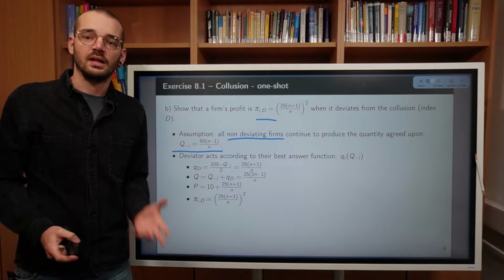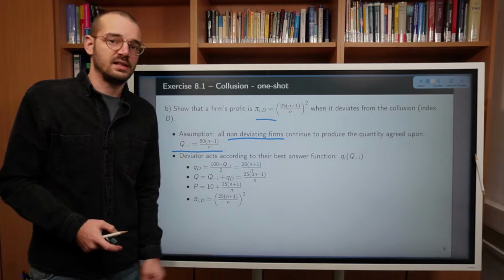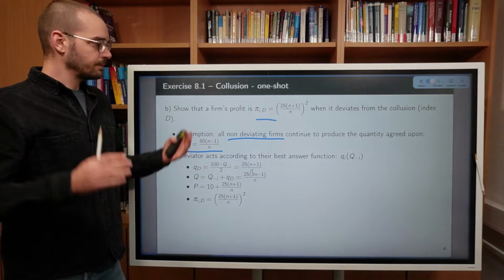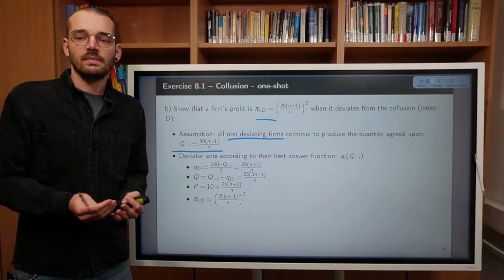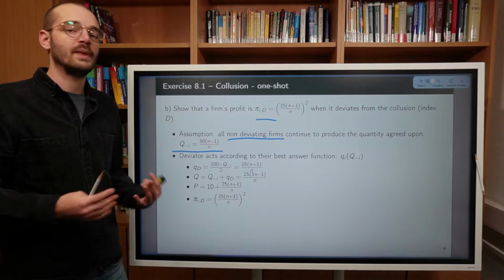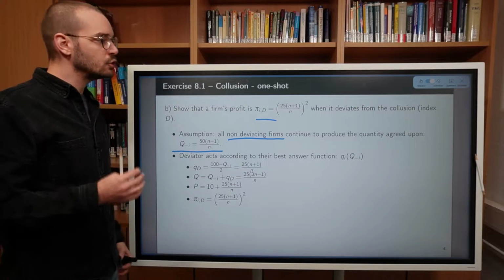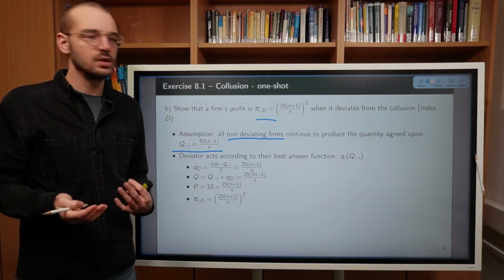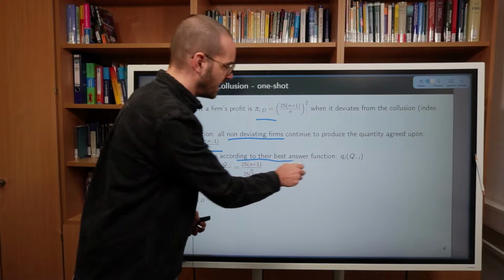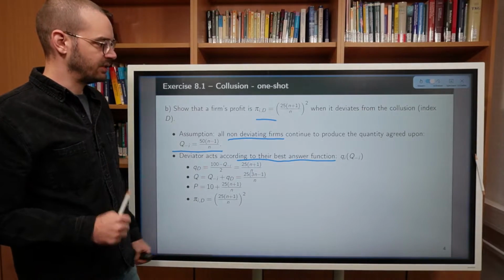Of course, if we want to find the market equilibrium, we also need to find out what the profit maximizing quantity of the deviator is, right? And per assumption, the deviator chooses a profit maximizing quantity instead. So for this given behavior of all other firms, capital Q minus i, the deviating firm now chooses according to their profit maximization. The deviator acts according to their best answer function, which of course is the result of maximizing profits for any given Q_i, for any given Q minus i.